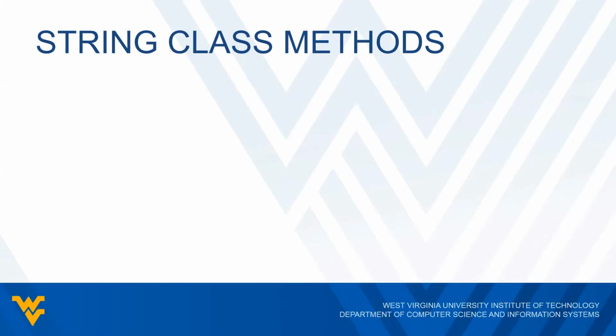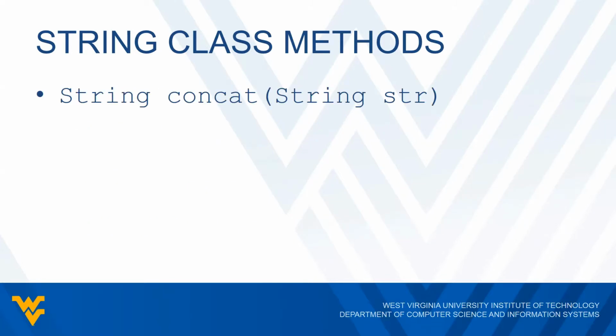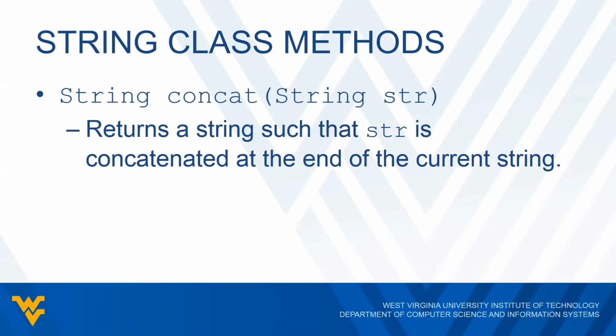The next method we'll take a look at is called concat. We're going to take in a string, and it's going to return another string. All this method does is we return a string such that str, which is our parameter here, is concatenated at the end of our current string. Remember, since this is a string method, we invoke this on an object of the string class. So we take our string object and we tack on the contents of str at the end of it.